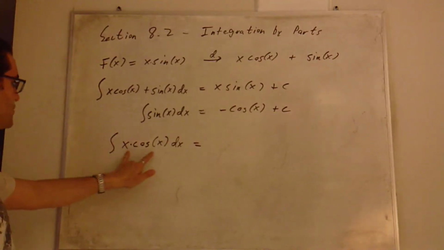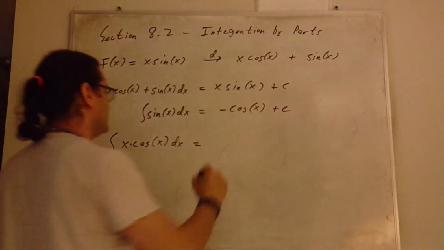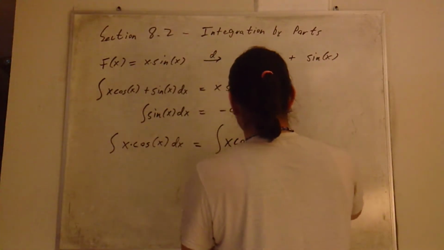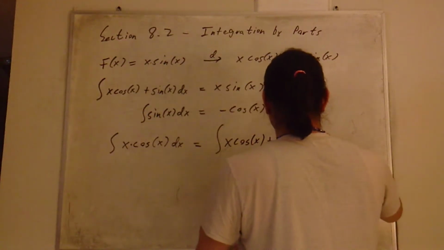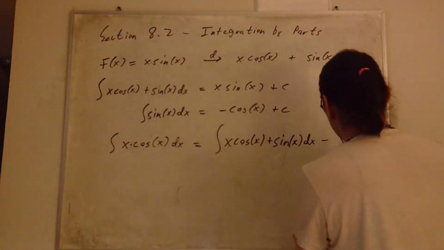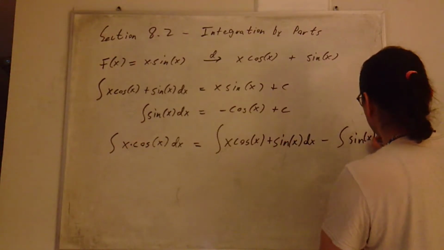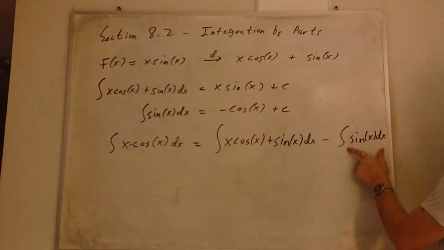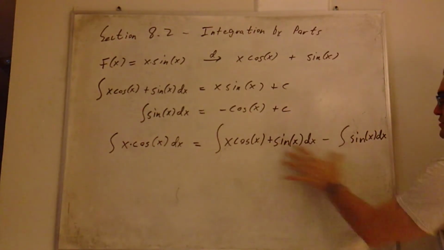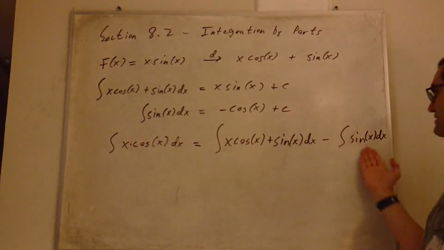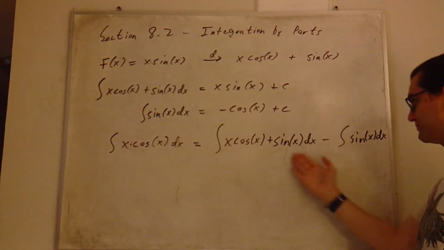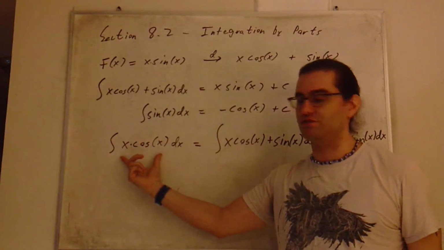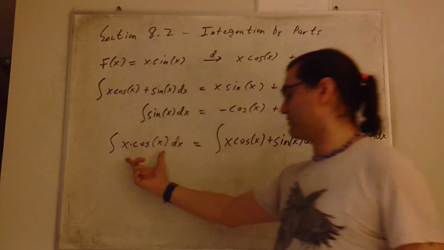So the integral of x cosine x dx, I'm going to say, that's the same thing as the integral of x cosine x plus sine x dx minus the integral of sine x dx. So this integral of sine x dx and this integral of sine x dx, addition and subtraction are safe, so these things can cancel each other, and then you just have the integral of x cosine x, which is what we want. That's what we're interested in. All I really am interested in is this integral of x cosine x.